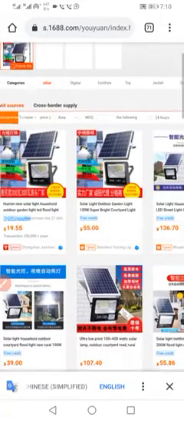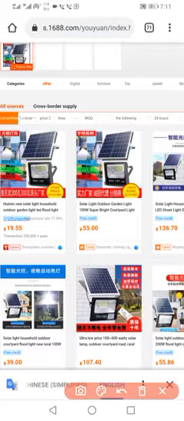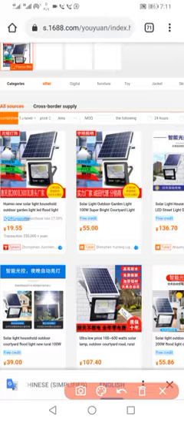Now this is the search page. If I click on any picture here, it will take me to the store page of that manufacturer. Let's assume I want to buy from this manufacturer. All I have to do is click on this particular picture, and once I click on this, it takes me to the store page of that manufacturer.